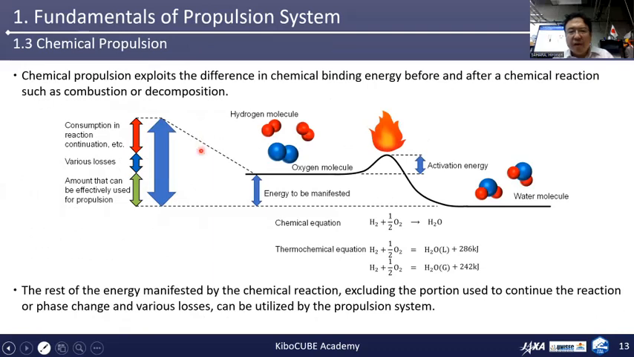The following is a brief description of chemical propulsion. Chemical propulsion uses a portion of the chemical energy manifested in chemical reaction, such as combustion and decomposition, in propulsion. Therefore, the chemical substances and chemical reactions almost always determine the propulsive performance of the propulsion system.